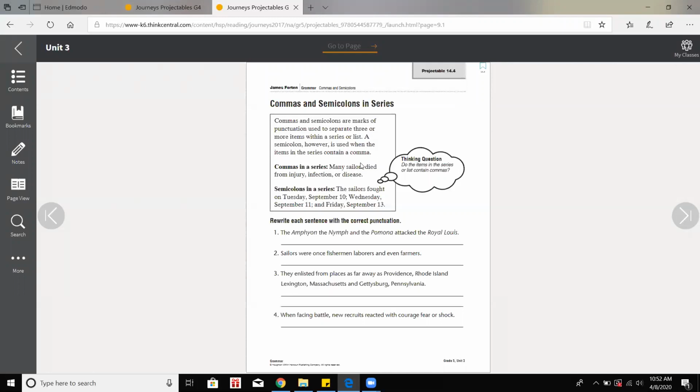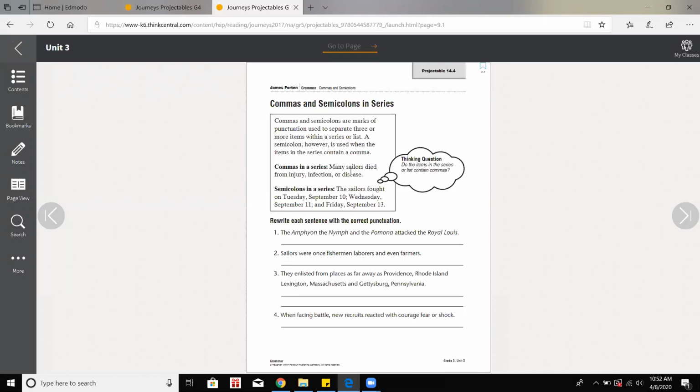We have an example right here for commas first. Many sailors died from injury, infection, or disease. So you have in here your list, consisting of the causes of the sailors' deaths: injury, infection, and then disease. To separate them, you have to use a couple of commas, one after the first item, another after the second item, before the conjunction, and then you have your third item right there.